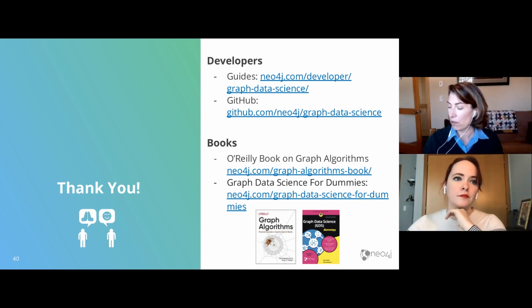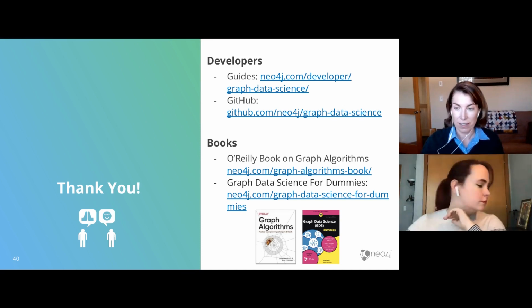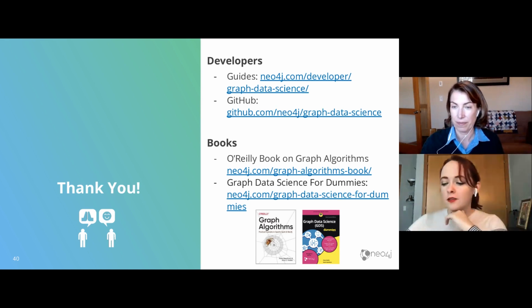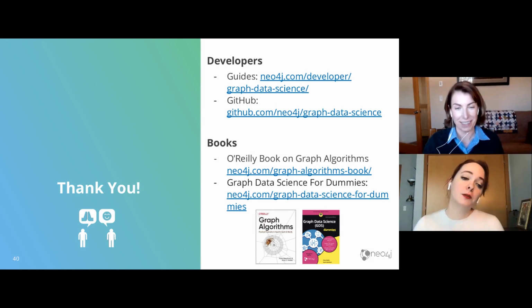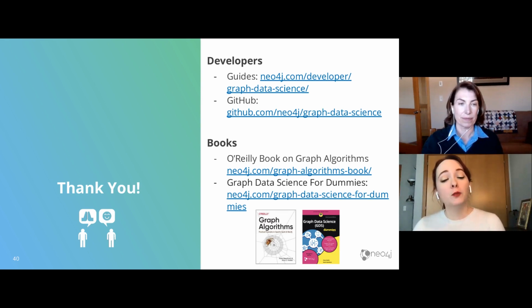Anything else there that you want to add, Alicia? Nope. In 2021, January, February, we'll have persistent and shareable models. That means not only will you be able to keep your model, so if I restart my database, my model's still there, you can also share it with other users on the same database. So if you're working in a team, it makes life easier.